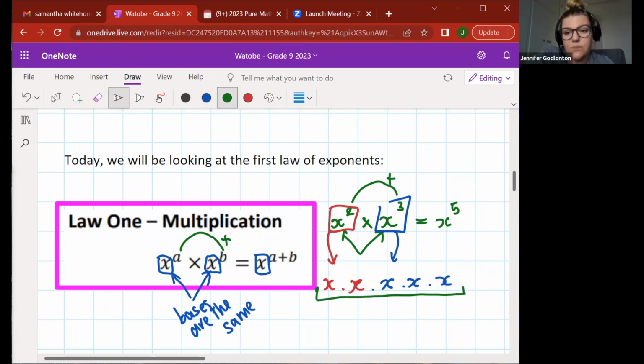I've got 2 from the first one and 3 from the second one, and that is why my final answer would be x to the power of 5. So whenever our bases are the same and we are multiplying them together, we can just add our exponents. Feeling okay? Any questions?